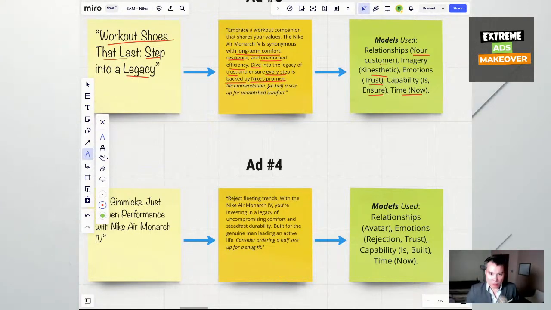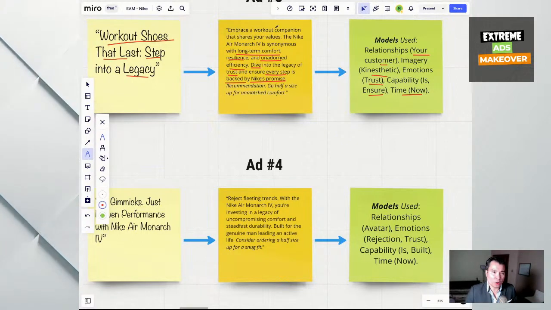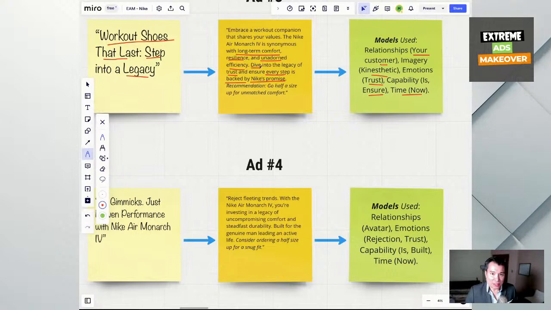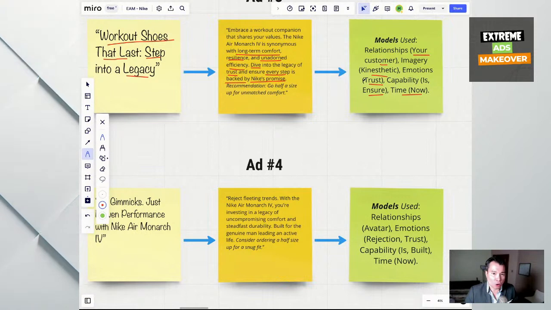Recommendations. So you see how does your ad look now? How does a new ad look right now? Behind the scenes, every single word counts, because every single word is there for a reason. The word dive is there because it relates to the kinesthetic, right? And every step is backed. The word backed is there because it relates to trust. It helps promote trust.